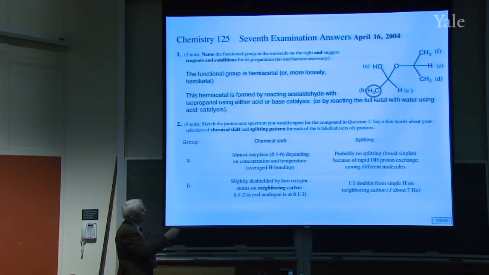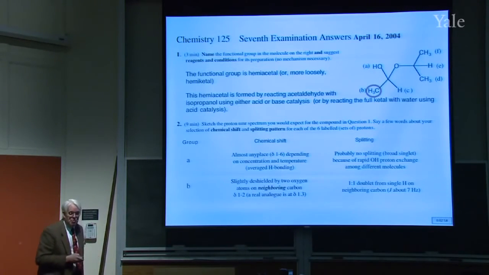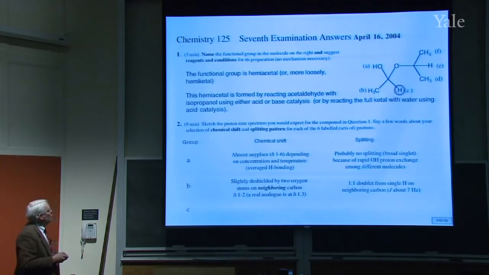Now it has 3 bonds to get from here to here, right? So that should be a splitting. There's no exchanging there. Okay, so it should be a 1-to-1 doublet, and the J should be about 7 hertz. Okay, now how about C?